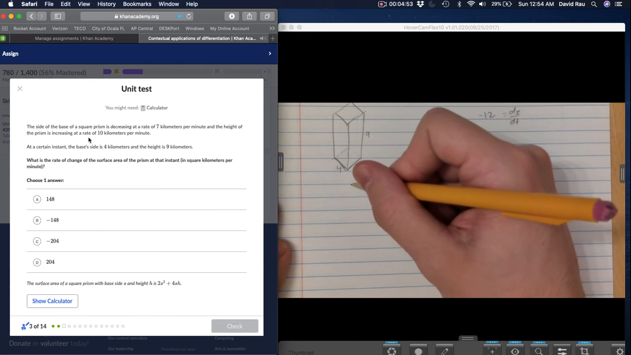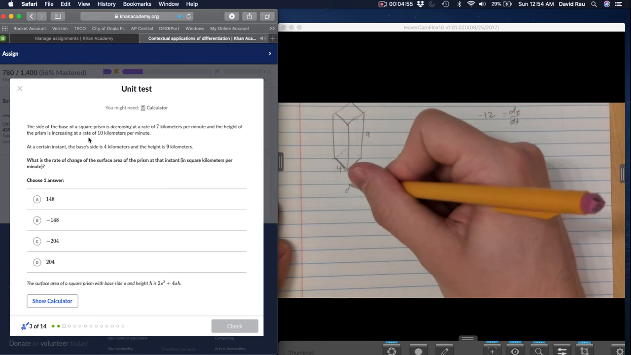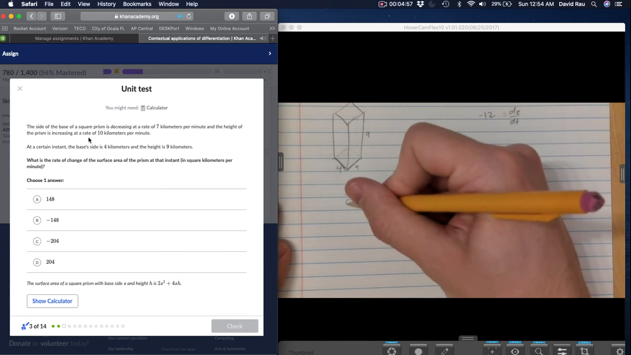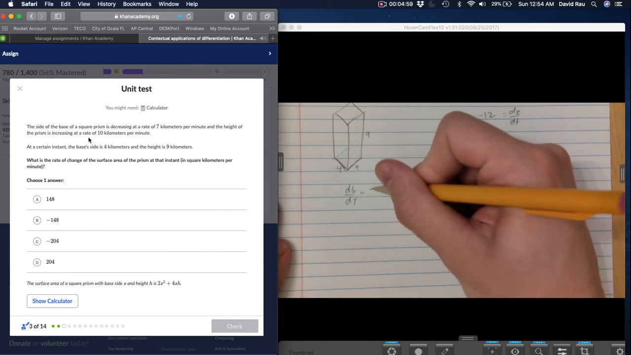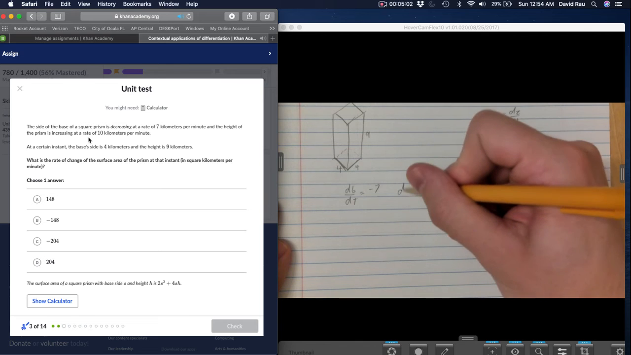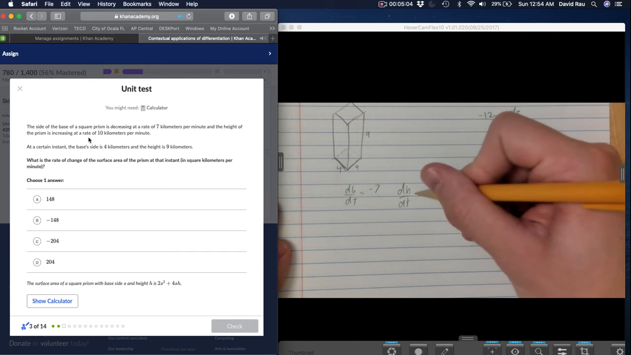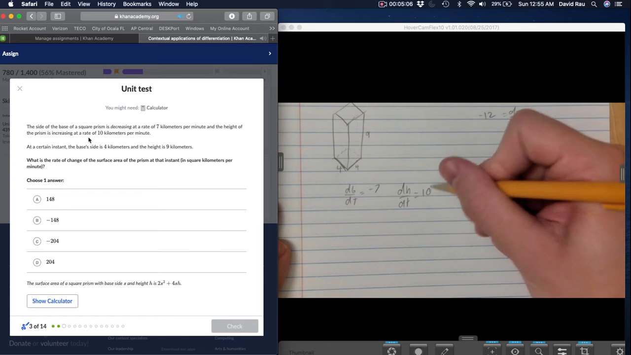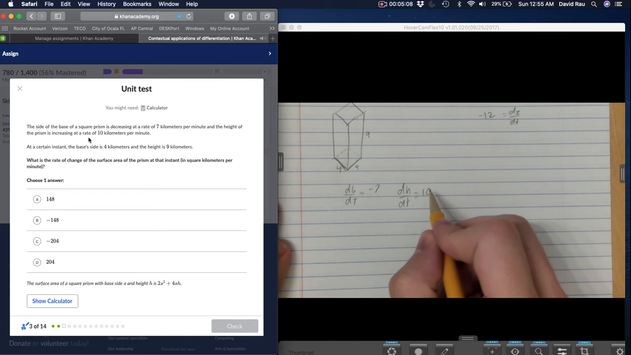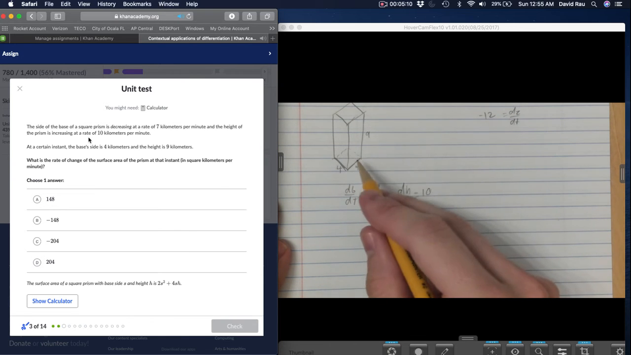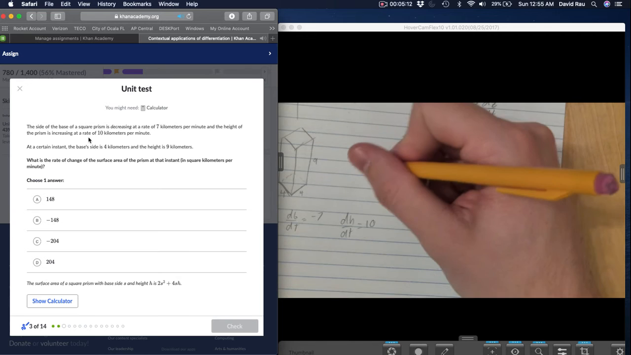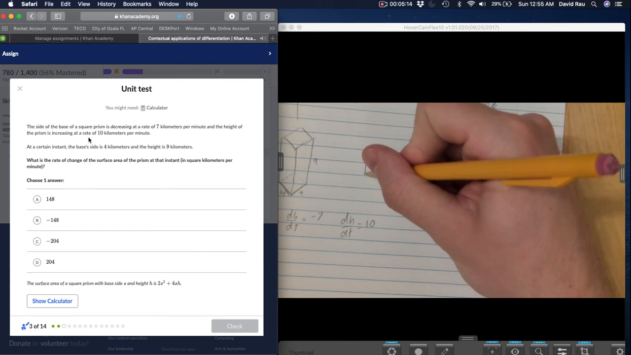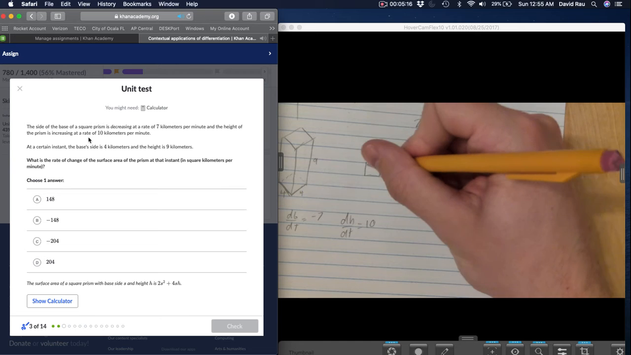But the idea is that the base is decreasing at a rate, so in other words the change in base over time is decreasing at 7 kilometers per minute. The change in height over time is actually increasing at a rate of 10. So decreasing gets a negative, increasing gets a positive, and we want to know the change in surface area here. Let me quickly draw what we call the net of this object.